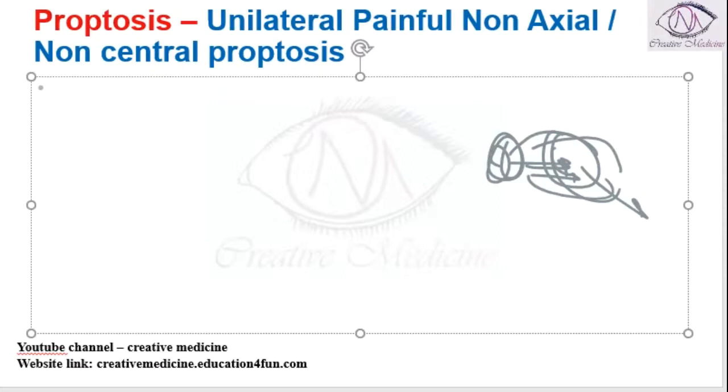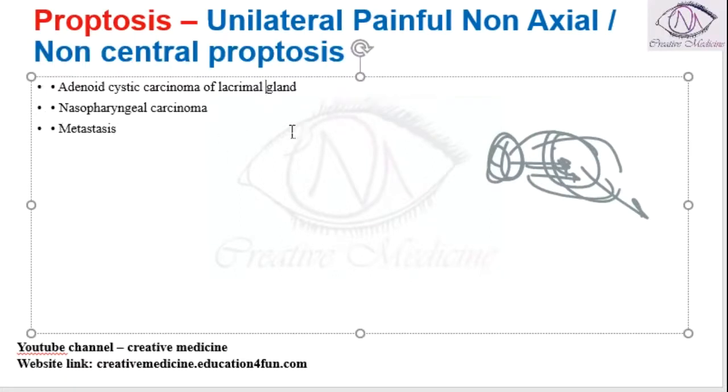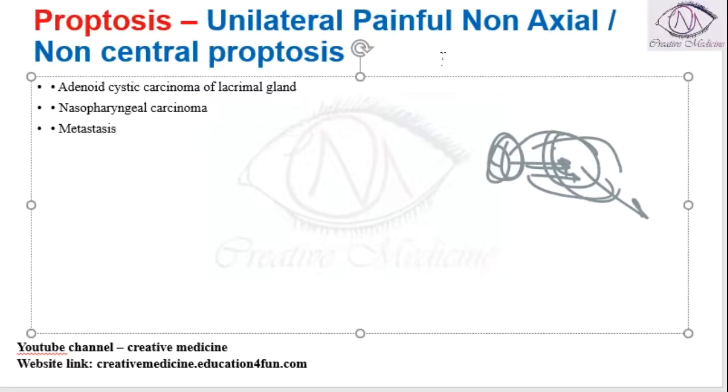This is mainly because of the tumor, because that can push the eye to one side. So, it can be due to adenoid cystic carcinoma of the lacrimal gland, nasopharyngeal carcinoma, and metastasis will result in unilateral, painful, non-axial or non-central proptosis.